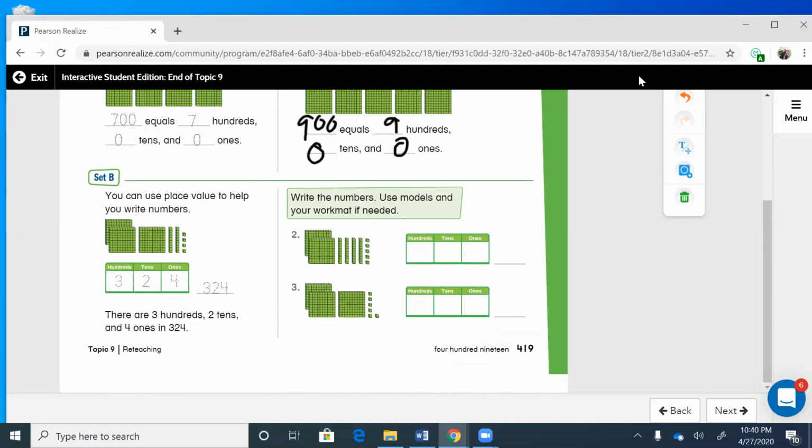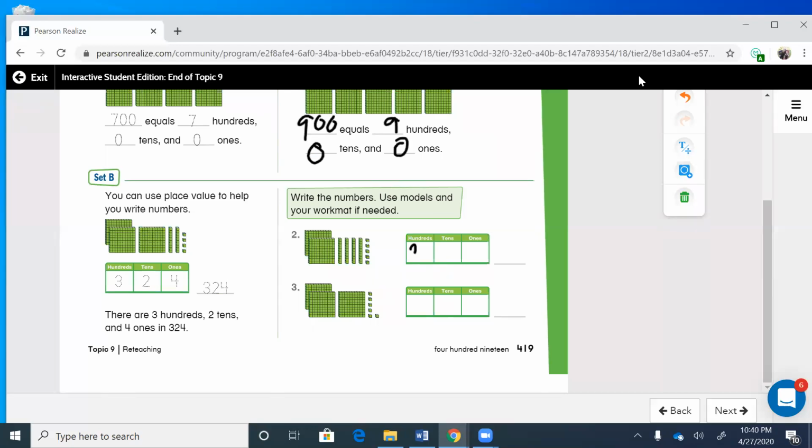All right, write the numbers. Use models and your work mat if needed. So all we have to do is count each set and put them in the appropriate box. So hundreds, tens, ones. We're going to start with the hundreds. On number 2, how many hundreds are there?